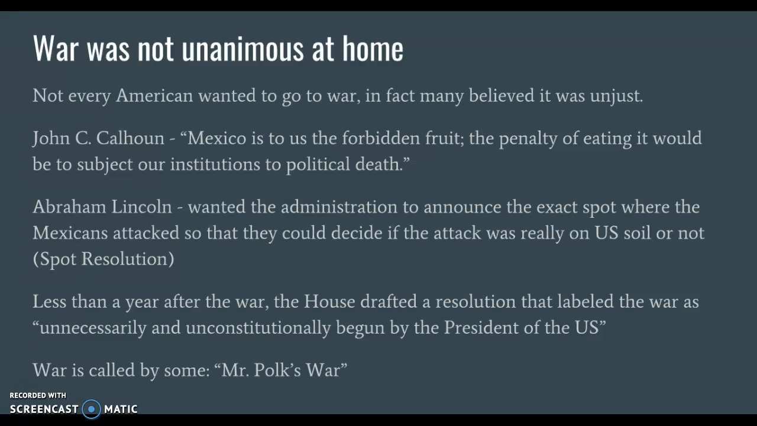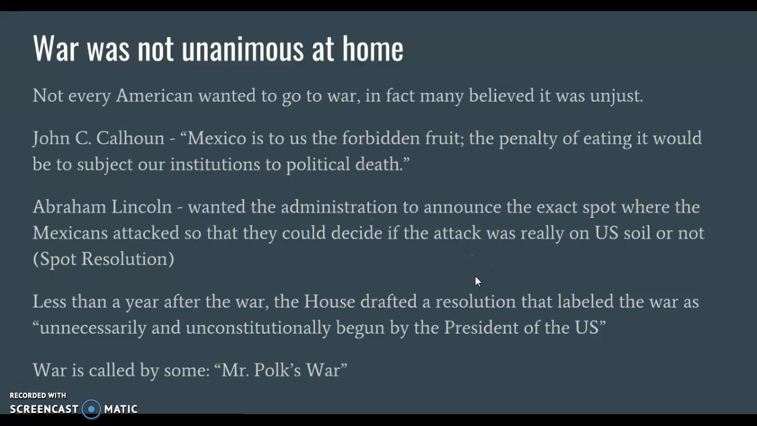That's an actual quote. In addition, Abraham Lincoln, in what's known as the Spot Resolution, important keyword, a young Abraham Lincoln wanted Polk's administration to announce the exact spot where the Mexicans attacked so that they could decide if the attack was really on U.S. soil or not. That's called the Spot Resolution. Ultimately, nobody really listens to Lincoln. Nobody does the Spot Resolution.